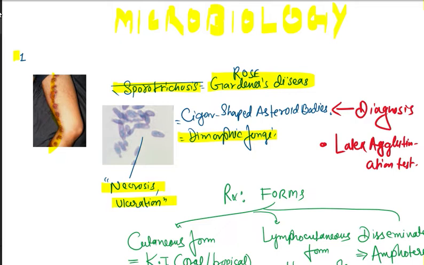This produces cigar-shaped asteroid bodies. So in the diagnosis, this is the finding: cigar-shaped asteroid bodies, and we can also use the latex agglutination test for diagnosis too.